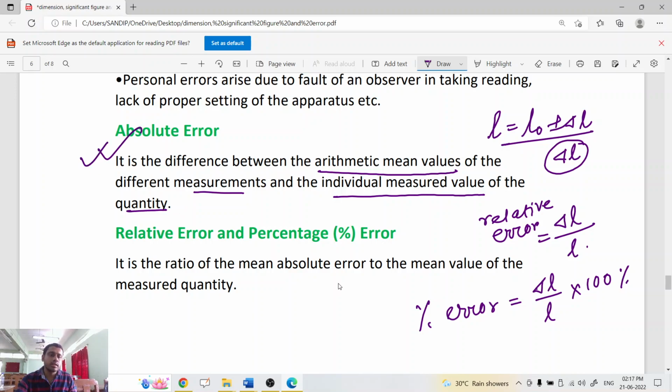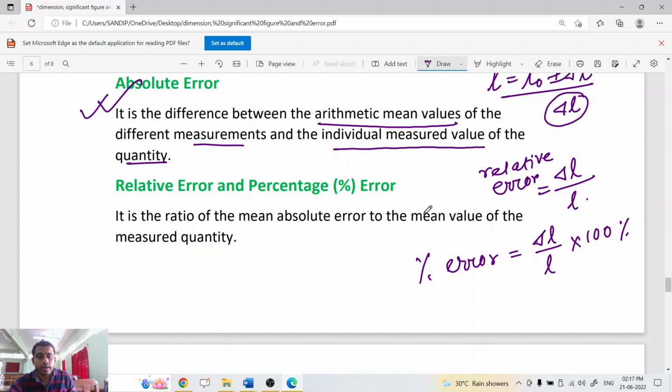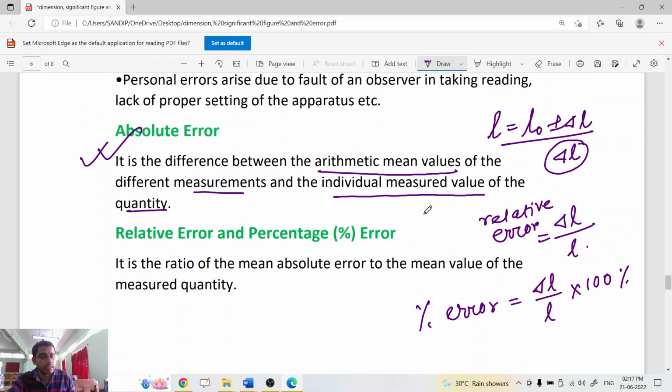Okay, in the next class, this is the end of today's class, in the next class we discuss different types of error, when addition, subtraction, multiplication, division occurs, how we can find out error in different situations. That will be discussed in the next class.